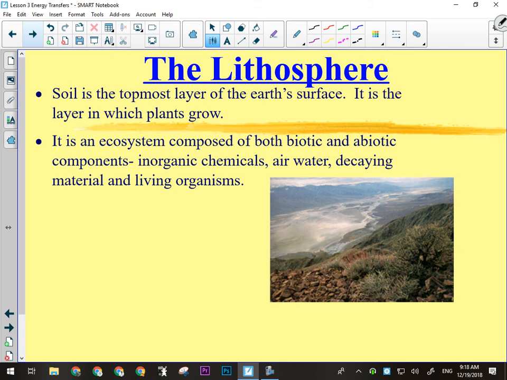So the most important part of the lithosphere then is the soil. That's the top layer of the Earth's surface where the plants can grow. Soil is different everywhere you go. Right, around here, the soil is very sandy because the bedrock here is made from sandstone. That said, it's still pretty good soil.